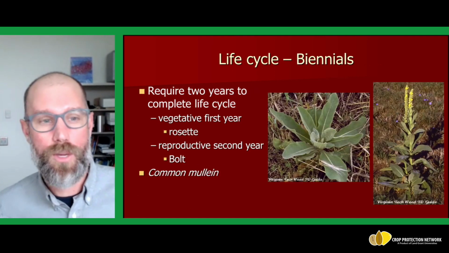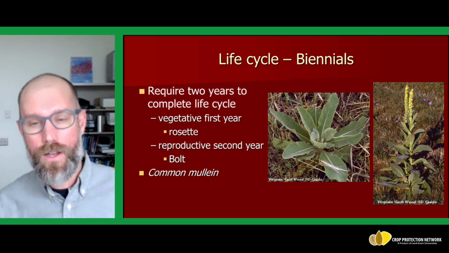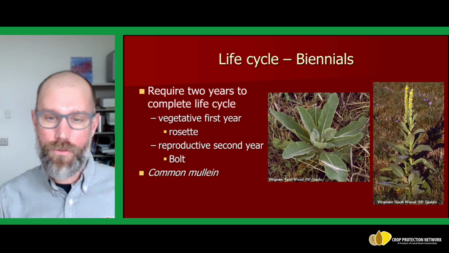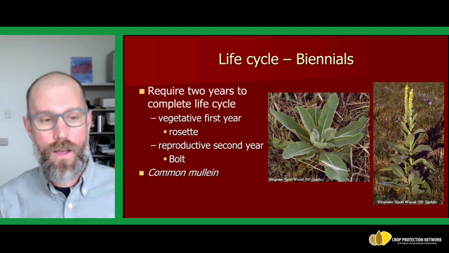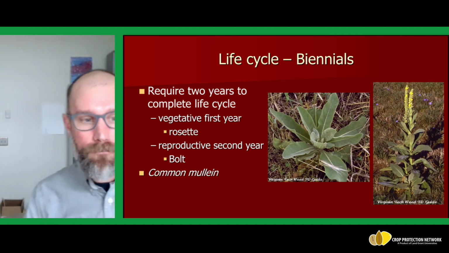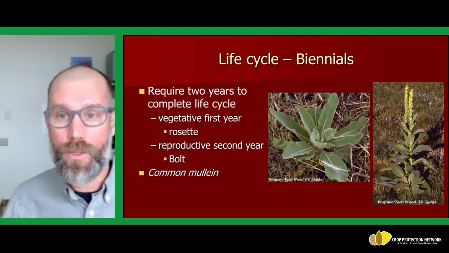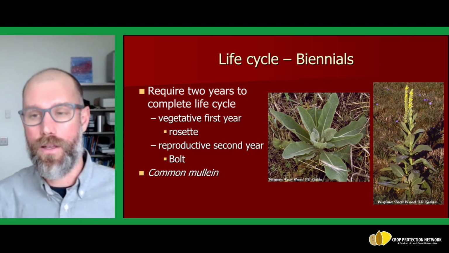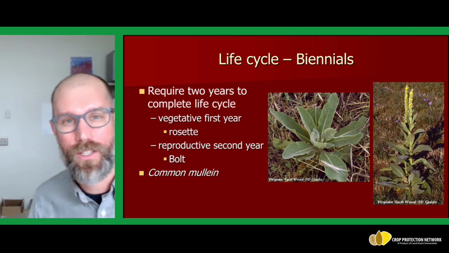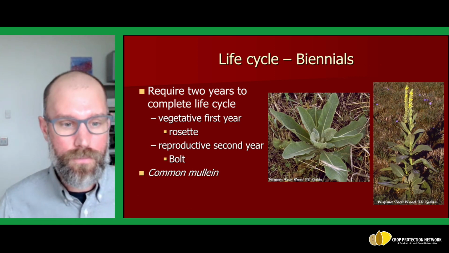Another life cycle would be a biennial, and so this is a plant that completes its life cycle over 2 seasons. So the first season, it'll emerge and be vegetative the first year, usually forming these rosettes, and that's an ideal time to control a biennial. And then the second year, it'll bolt, or it'll send up a reproductive stem and produce seed in that second year. And it's often more difficult to control those weeds once they enter that reproductive stage.